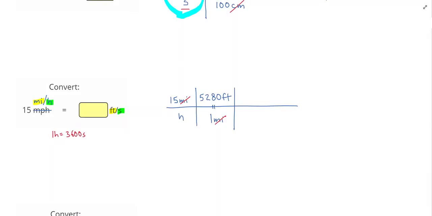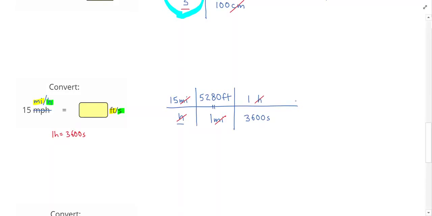Since I have hours on the bottom right now, I need hours on the top. So I'm going to put hours on the top and seconds on the bottom: 1 hour on the top, 3,600 seconds on the bottom. I can now cross out hours since it's now on the top and bottom. This one was a little bit tricky because hours started on the bottom, so now I need to put it on the top.